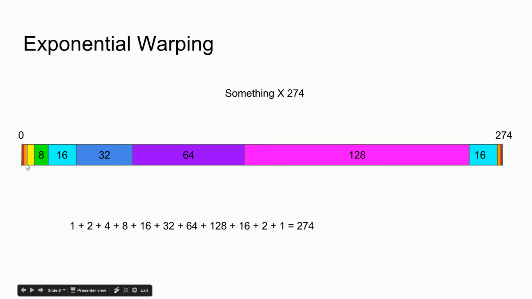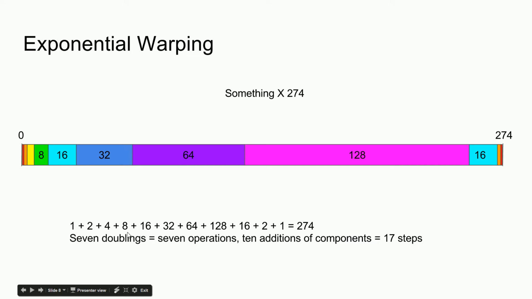So if we do the math, 1 plus 2 plus 4 plus 8, all these pieces, all the way to 128, and then we throw in our 16 piece, the blue, the 2, and the 1, and that gives us our 274. So 7 doublings, 7 different colors, and then all the different additions of those, so 1, 2, 3, 4, 5, 6, 7, 8, 9, 10, so 10 additions of these components. 10 plus 7 operations is 17 operations, or 17 steps, to get 274.